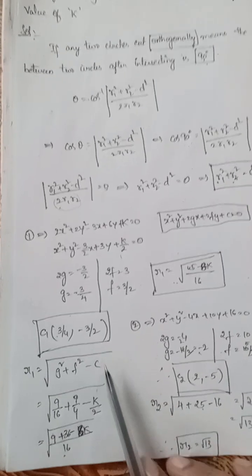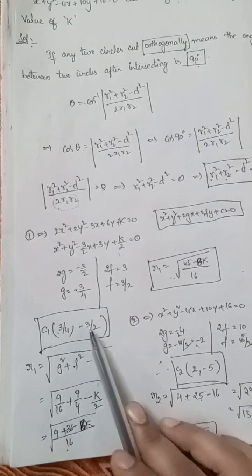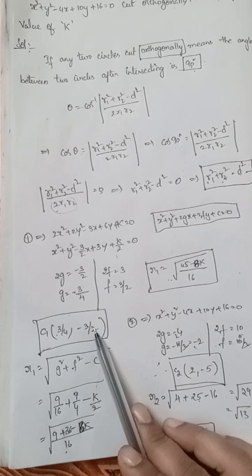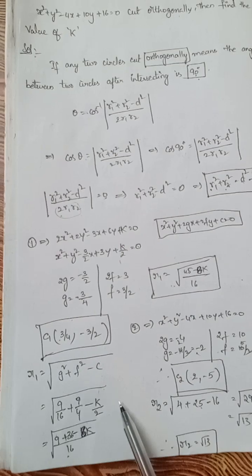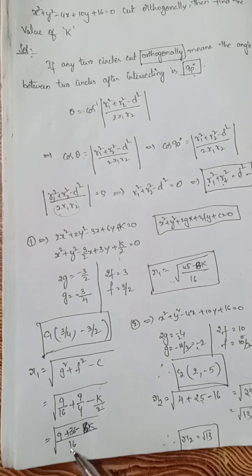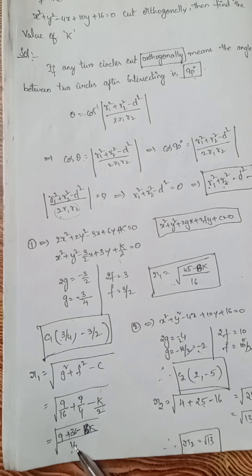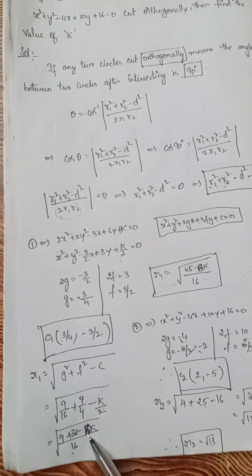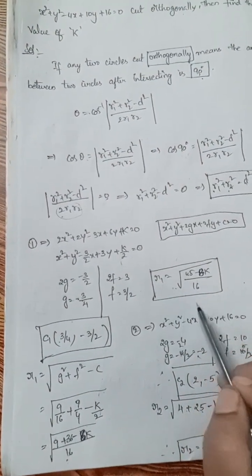From this we can find the radius. What is the formula? Root of g square plus f square minus c. Using these values, this becomes 9 by 16, this becomes 9 by 4, and here we have the constant, k by 2, right? Sorry, the LCM will be 16. We will get 9 plus 4 in 16 four times. So 9 4s are 36, minus 2 in 16 eight times. So we will get 8k. So r1 equal to root of 45 minus 8k by 16.